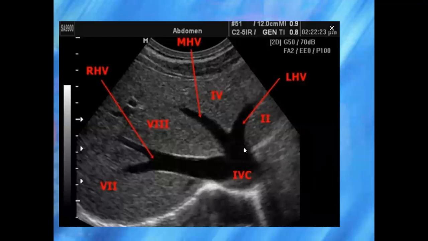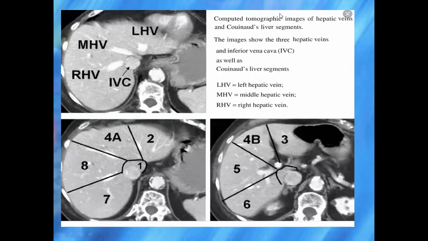This is an ultrasonic picture showing the inferior vena cava, the left hepatic vein, middle hepatic vein, and the right hepatic vein, and the segments of the liver 2, 4, 8, 7. This is a computed tomographic image of the hepatic veins and common liver segments. The image shows the three hepatic veins and the inferior vena cava. This is the inferior vena cava, left hepatic vein, middle hepatic vein, and right hepatic vein. The segments are as follows: 2, 4, 8, 7. And at the lower level, 3, 4B, 5, 6.